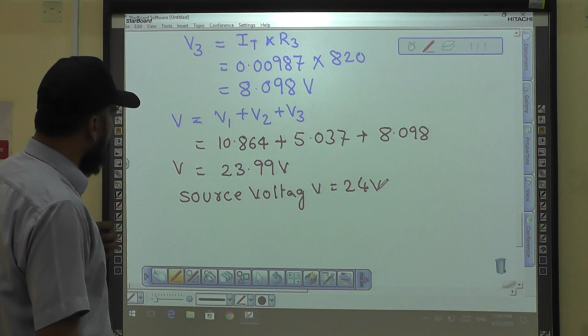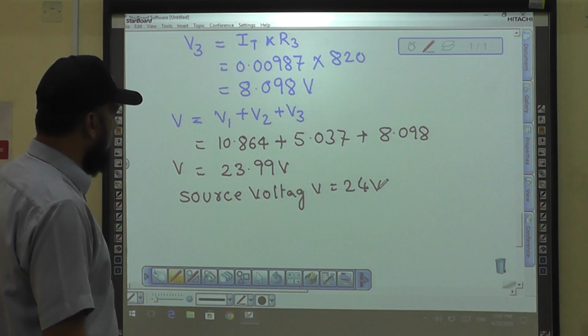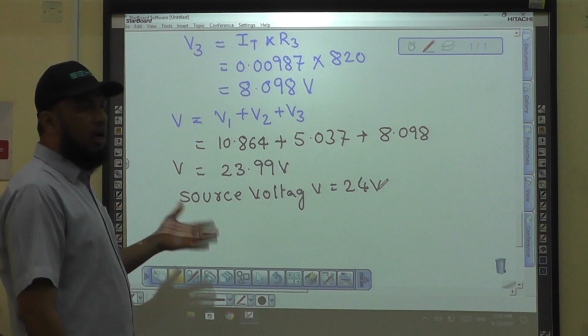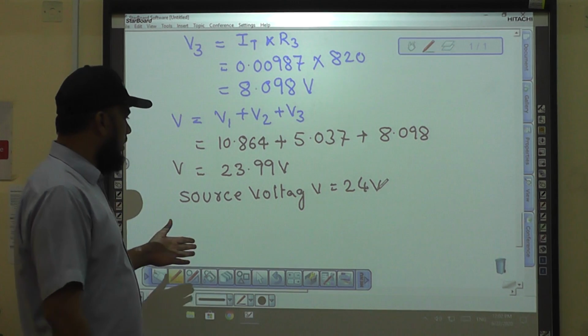So in this way we can calculate the different voltage drops across the different resistances in a series circuit, which is also called a voltage divider circuit.